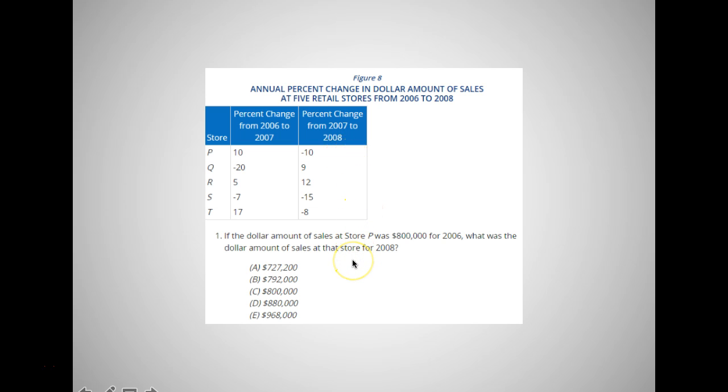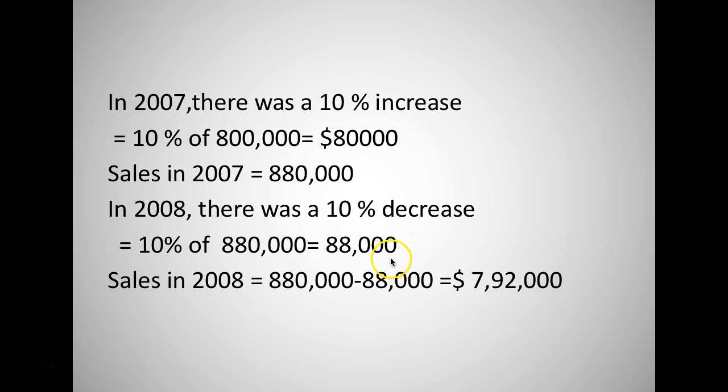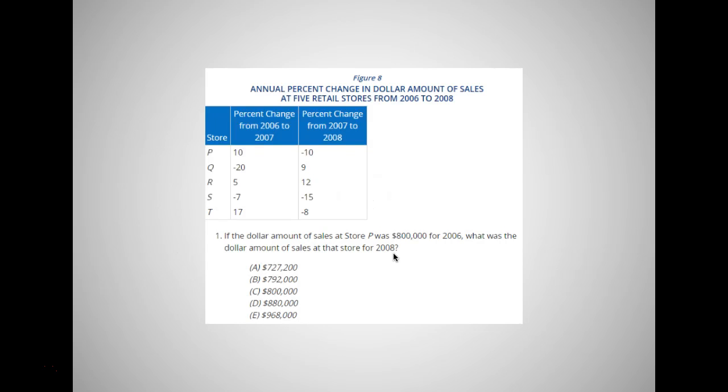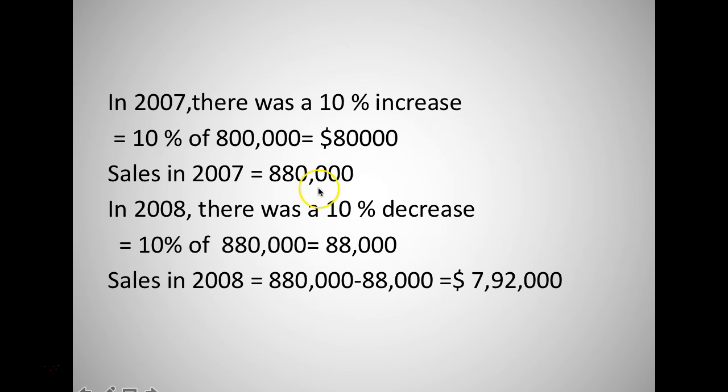Question 1. If the dollar amount of sales at store P was $800,000 for 2006, what was the dollar amount of sales at that store for 2008? In 2007, there was a 10% increase. Going back to the table for store P, 2007, there was a 10% increase. So 10% of 800,000, because the dollar amount of sales at store P was 800,000. 10% of 800,000 is 80,000. So sales in 2007 will be 880,000.